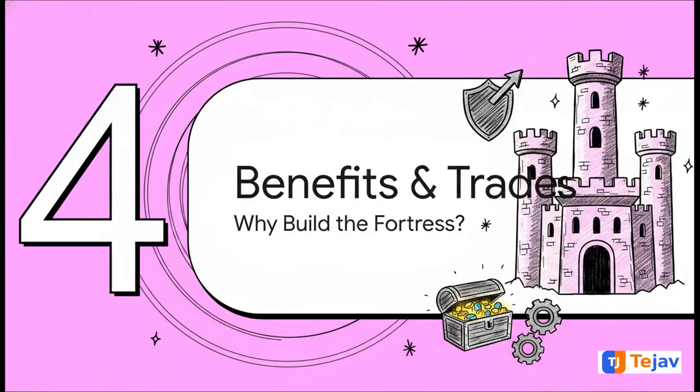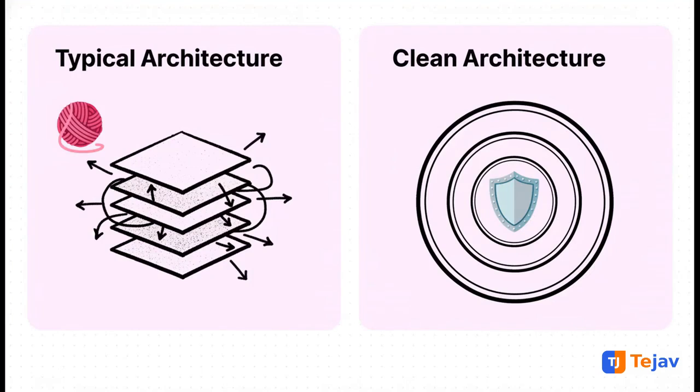So you might be thinking, wow, this sounds like a lot of work. Is all this trouble really worth it? What are the actual real-world payoffs for building this kind of architectural fortress? Now, this slide here really drives the point home. On the left, you've got a typical layered architecture. It can become a tangled mess of chaotic dependencies really fast. Your business logic ends up depending on the database, and that's a huge problem. But on the right, with clean architecture, those strict inward-pointing dependencies create a clean, protected core.